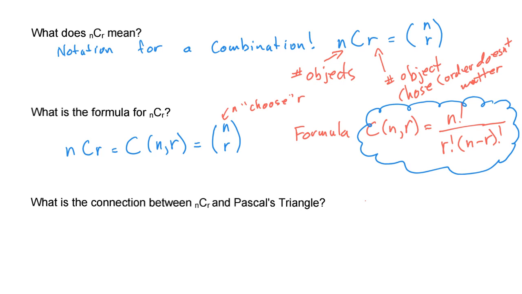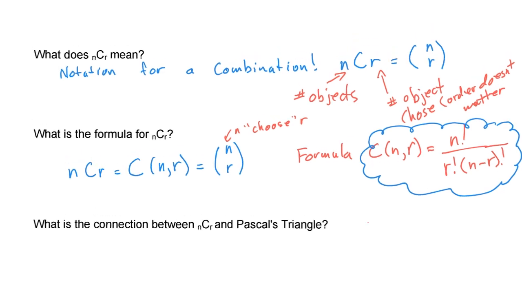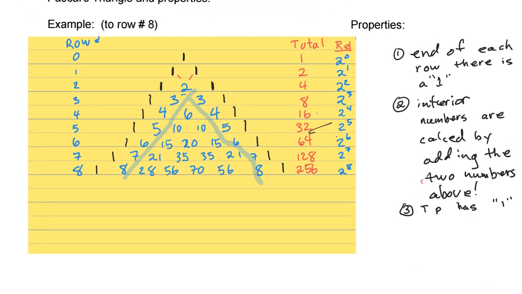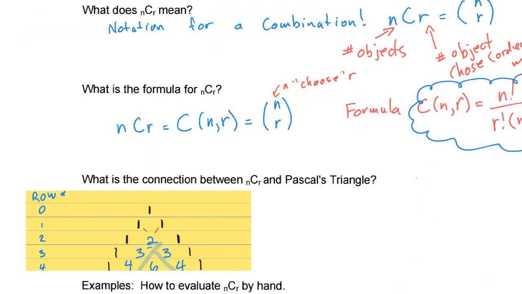Now, let's go and take a look at what the connection is between NCR and the Pascal's triangle. Let's do that right now. So let's go to our Pascal's triangle and copy down our triangle, and we'll copy it down to the fourth column. So sorry, I meant fourth row. So every row represents the total number of possibilities that I have, i.e. the n value of NCR. Okay?